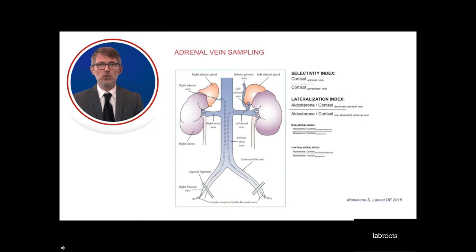All the others should undergo adrenal vein sampling, which is relegated to very specialized centers and comprises the cannulation of both adrenal veins and the measurement of aldosterone and cortisol in all the samples. Cortisol is necessary to correct for potential errors in the dilution when the blood is taken from the adrenal vein.